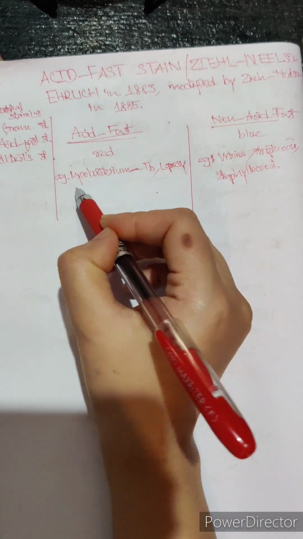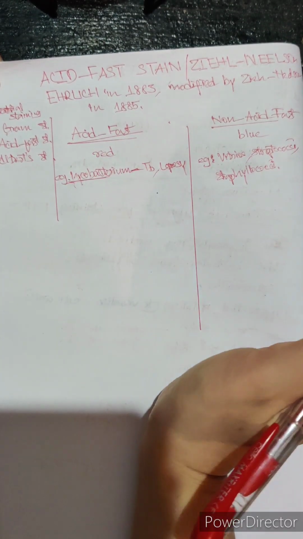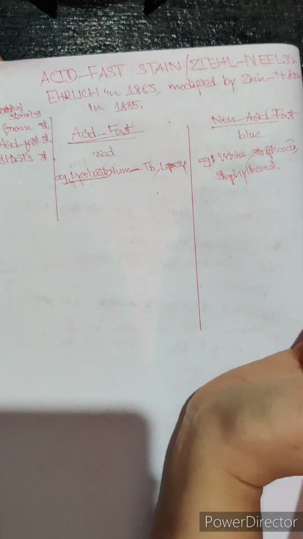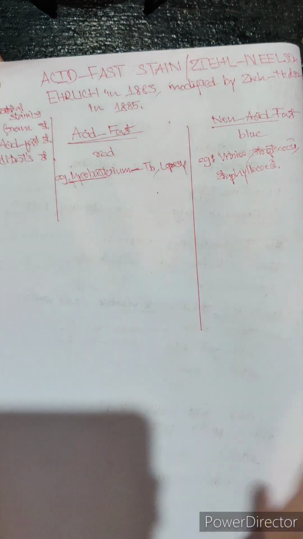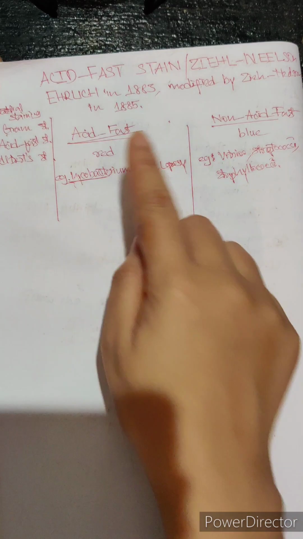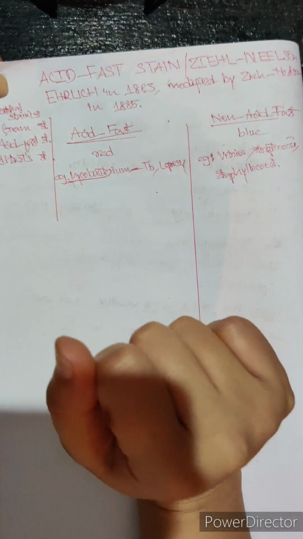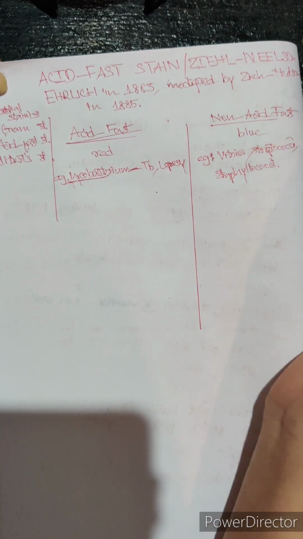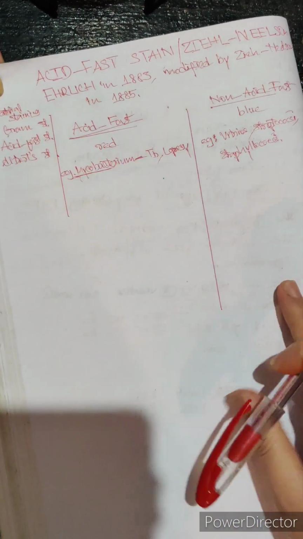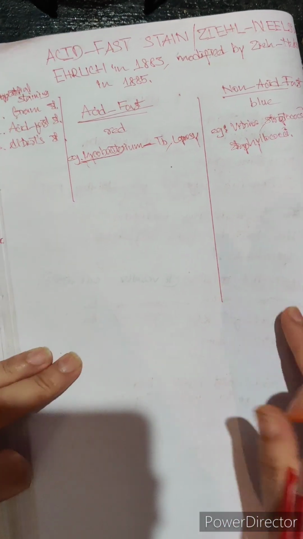If the name of the bacteria is attached with the word mycobacterium, then you can be sure that it is an acid fast organism. And if the word mycobacterium is not there, then it means it is a non-acid fast bacterium. The procedure here is almost the same.